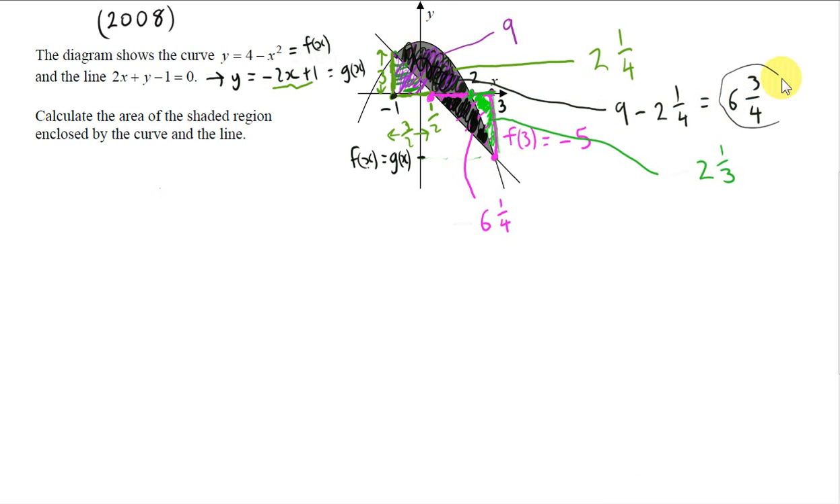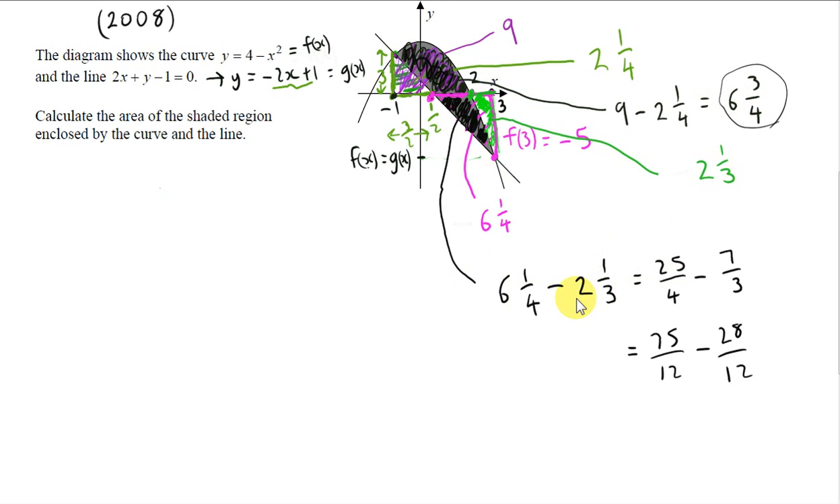That was 6 3/4. Okay, to get this one here, well, we take the green area, which is 2 1/3, from the purple area. The purple area ran from a half to 3. That was 6 1/4. So we need to get 6 1/4 and subtract out the green area, 2 1/3. Alright, so working these out, you can get a common denominator of 12. So we have 75 minus 28. So you'll end up getting 3 11/12.